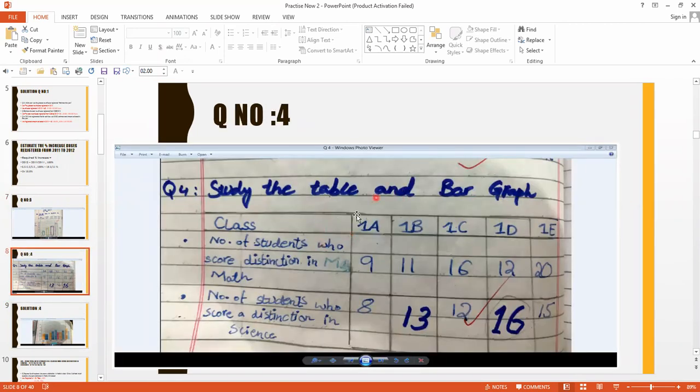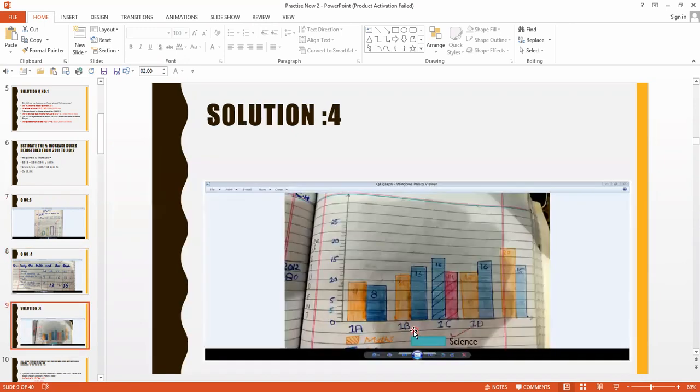They are saying a table is drawn, but 2 values are missing. This 13 and 16 is not written here. And this bar graph is given, and they are saying that from seeing this bar graph, you have to fill those values. First I will tell you what the question is about. It is about the students who scored a distinction in mathematics and science, drawn here, and different classes are there, 1A, 1B, 1C, and 1D.